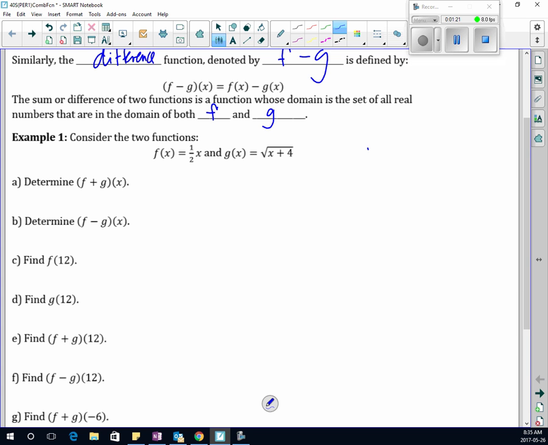It looks really bad, but it's not bad at all. All we're going to take is f of x. Well, actually, maybe I'll show my steps here. You don't have to show this after you understand what's going on. This is just equal to f of x plus g of x, right? So this is going to be 1/2 x plus the square root of x plus 4. Bam! That's all we have to do. So we're just adding the two functions together.